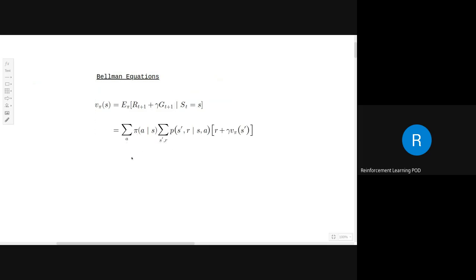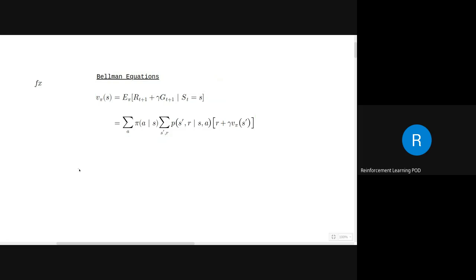We also look at the action value function. The action value function is defined as Q sub pi of S comma A, right? So this is what happens if you are in state S, take an action A, and then follow policy pi. This is like you execute a step and then follow the policy.